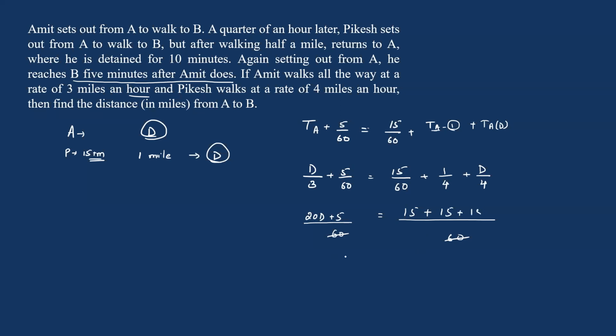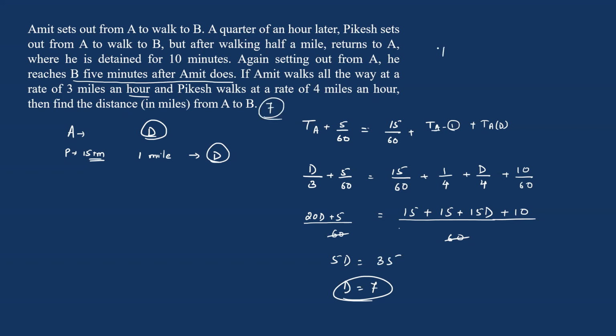So if I transpose the values, we get 5D is equal to, clear? Fifteen by 60 is done, then 1 by 4. There he also got detained for 10 minutes. No, sorry, plus 10 by 60. So this will be plus 10 also. So this is 40, 40 minus 5, that is 35, so the value of D is equal to 7. Clear? So the answer of D is equal to 7.